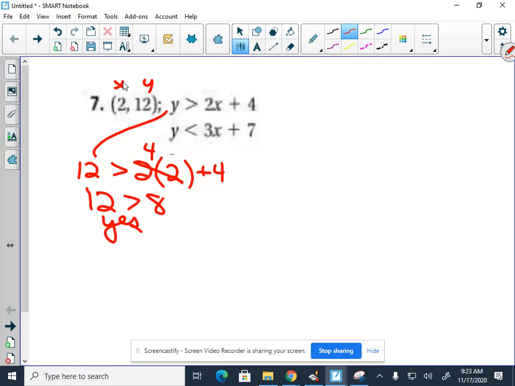Now, here's the issue. It has to work in both of the inequalities. It worked in the first one when I put it in. It made it a true statement. So now I have to put it into this one.